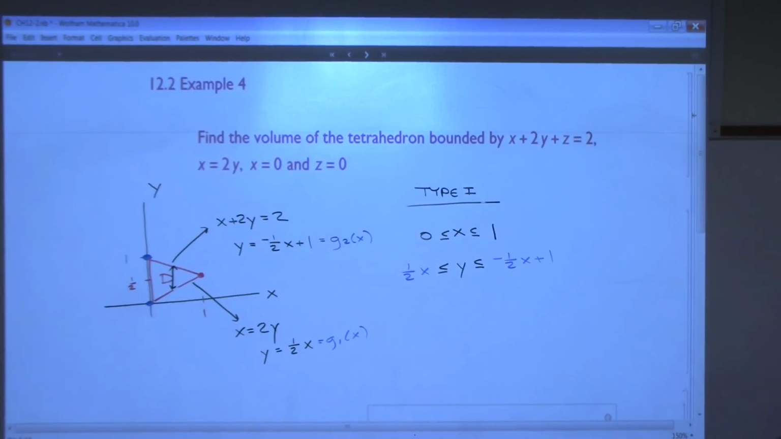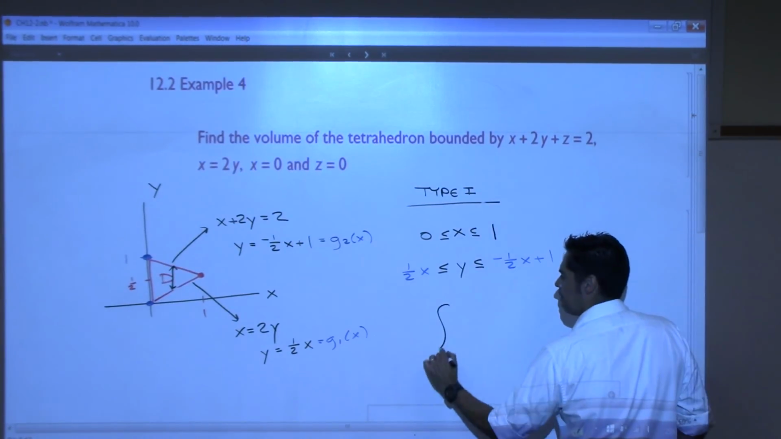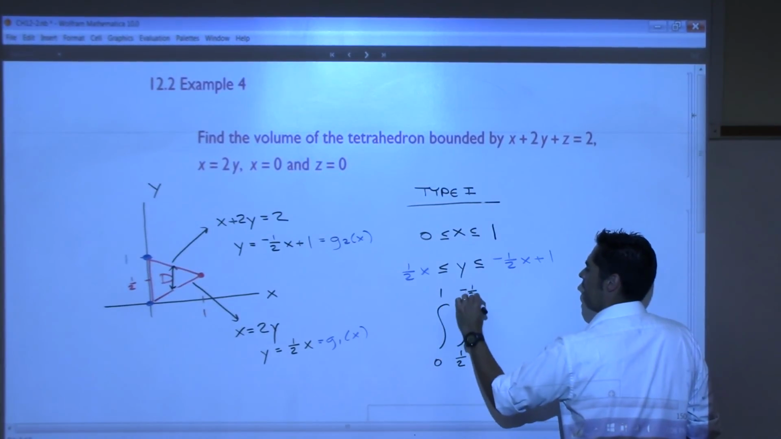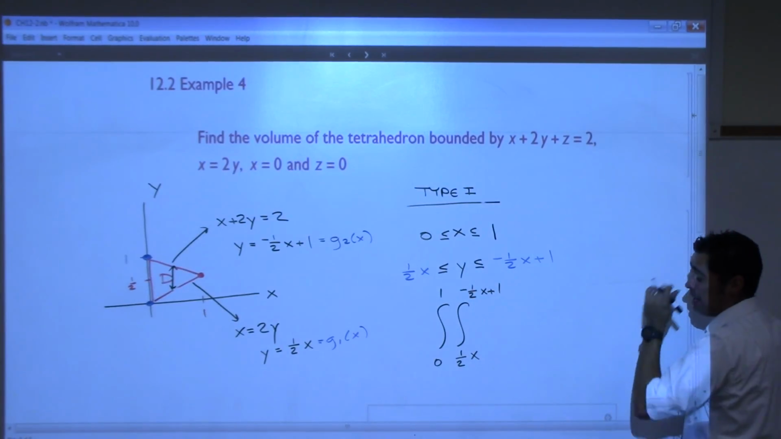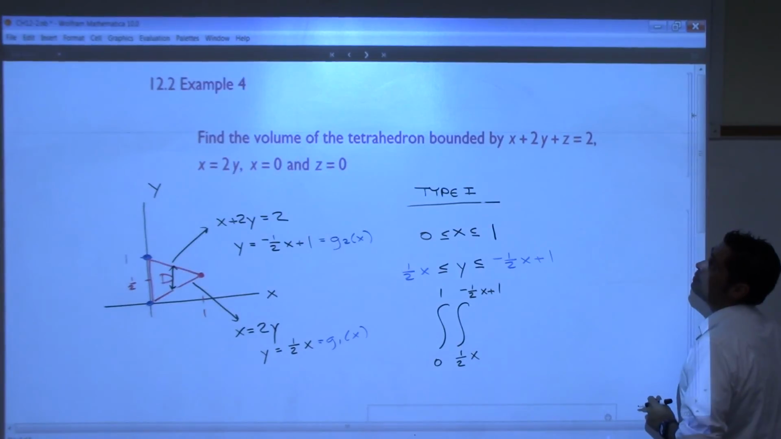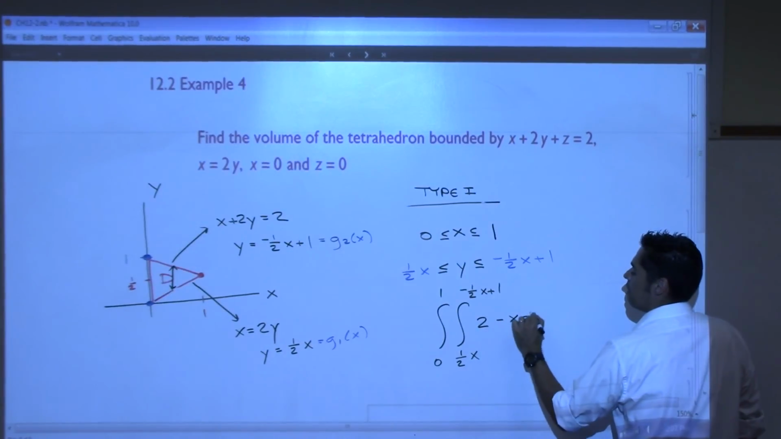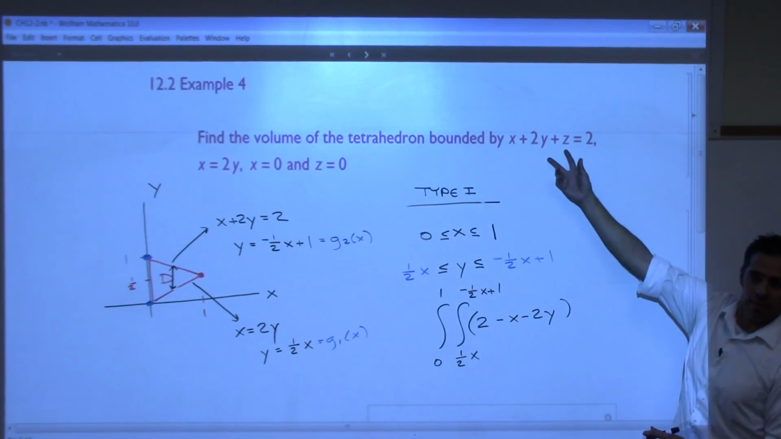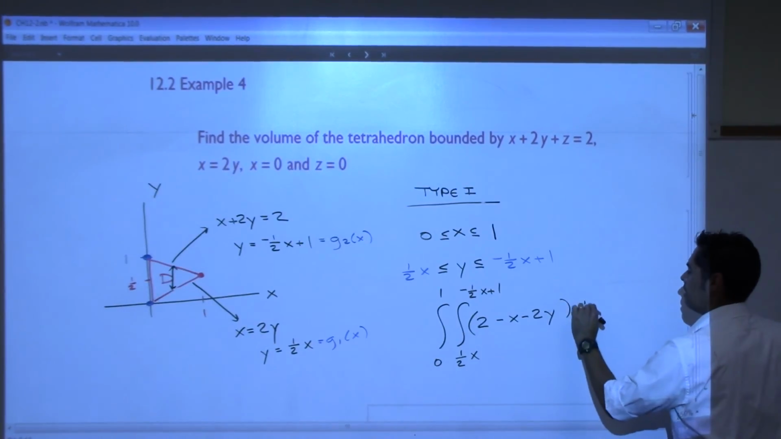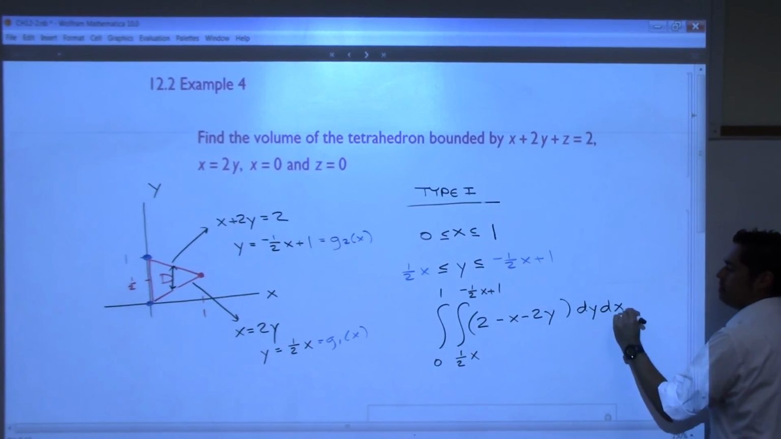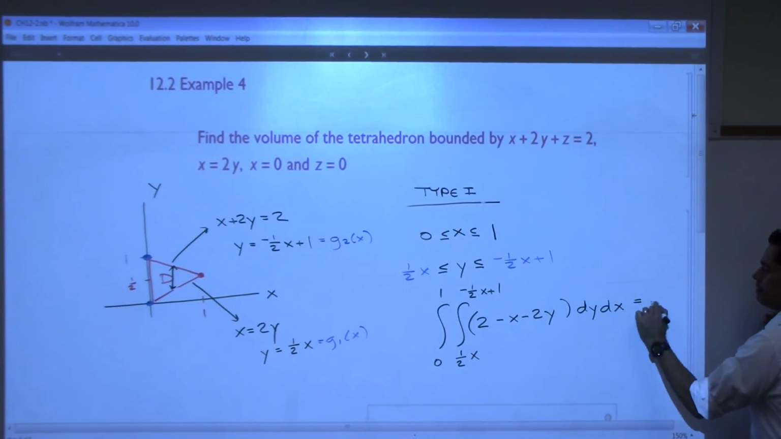You can tell these kind of get a little messy with just the visualization of things. So double integral, 0 to 1, 1/2 x to negative 1/2 x plus 1. What are we integrating? z equals 2, so 2 minus x minus 2y. That was that surface right there. And then dy dx. There we go. Dot, dot, dot.